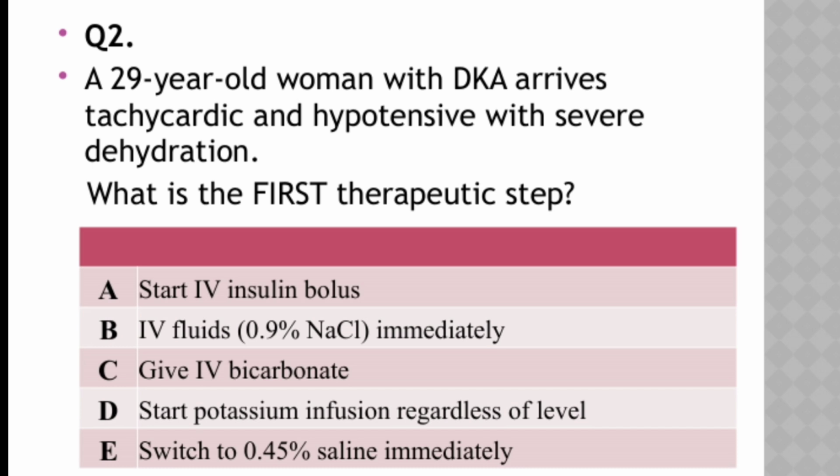While giving insulin is essential for correcting the hyperglycemia and ketoacidosis, it's typically done after initial fluid resuscitation. Giving bicarbonate or starting potassium infusion are important considerations later, but not the immediate first step in this acute setting. Switching to half-normal saline might come into play later once initial resuscitation is underway. So, in this case, the most important initial intervention is to give IV fluids immediately to restore her circulating volume and stabilize her condition. This step sets the foundation for further treatment, including insulin therapy.